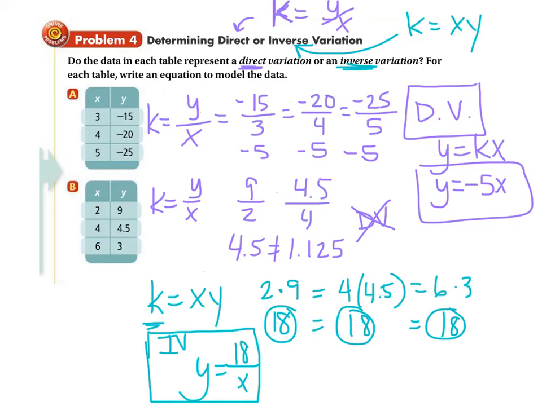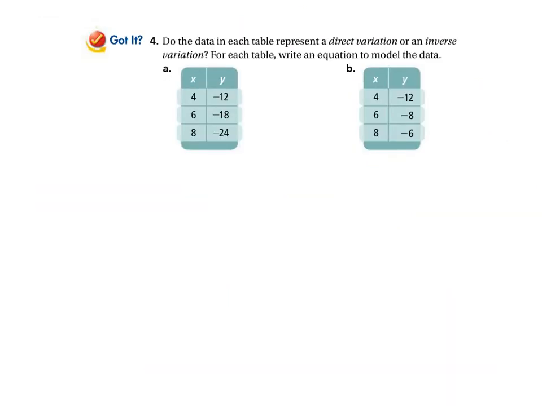So sometimes it'll be direct, sometimes it'll be inverse, sometimes it'll be neither. All right, so you look, direct or inverse, and write an equation for each one. I'm going to ask you to pause it and try it, and then I'll go ahead and write it out. All right, so for direct, I started to write it wrong. For direct, it's going to be y equals k times x. For inverse, it's going to be y equals k over x.